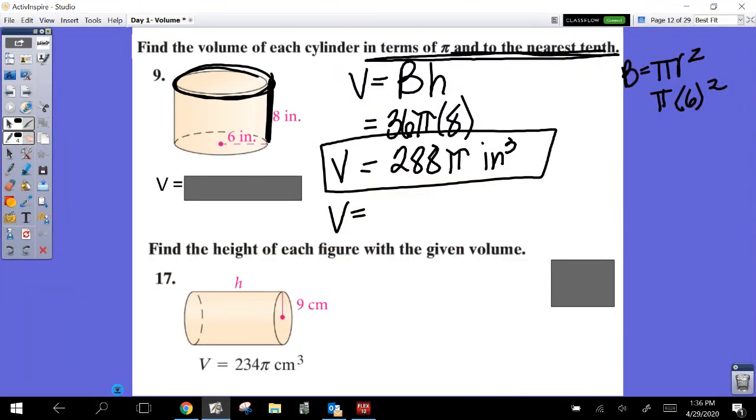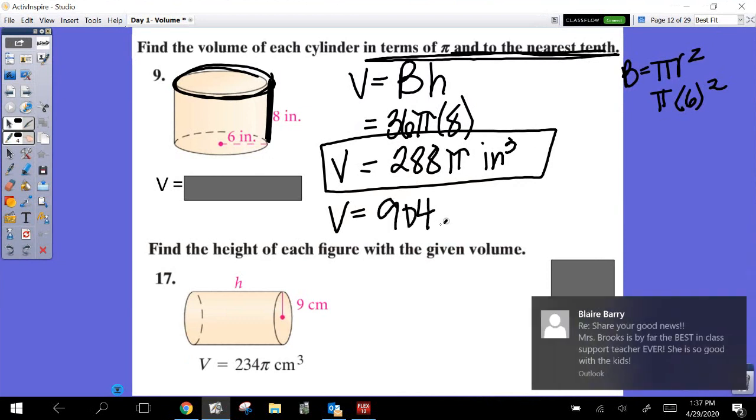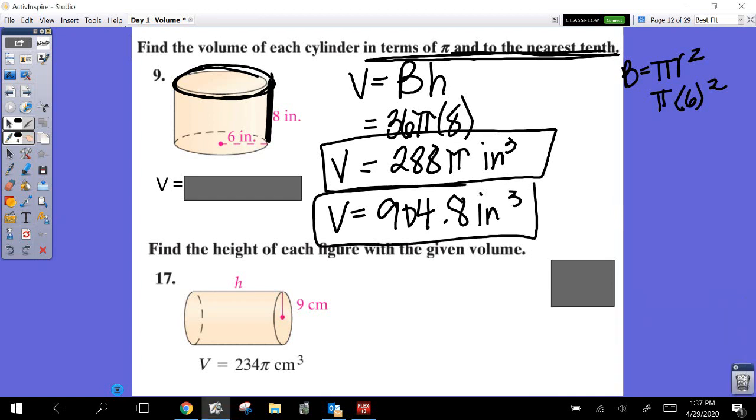Okay. Oh, what was it? Sorry, 904.8 inches cubed. Okay. For this one, it's kind of similar, except volume equals big B H.